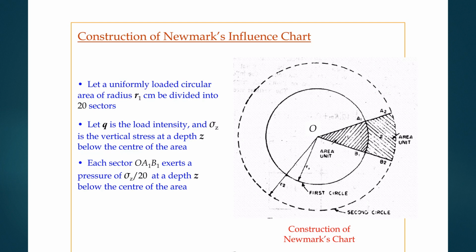Let a uniformly loaded circular area of radius r1 be divided into 20 sectors. So this is the r1 and it is divided into 20 sectors. For example, this is one sector. Let q be the load intensity and sigma z is the vertical stress at depth z below the center of the area. Each sector, that is O, A1, B1, exerts a pressure of sigma z by 20. So as it is divided into 20 sectors, the pressure will be sigma z by 20.